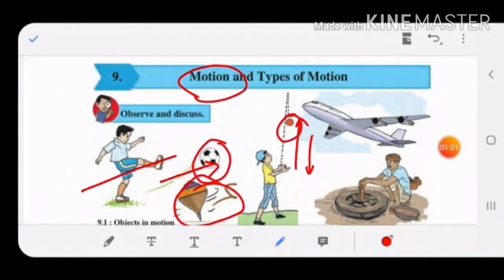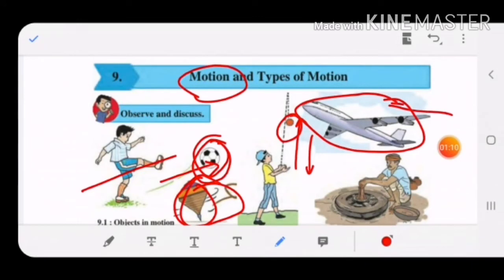Object here is the ball. Here also the object is the ball. Here the object is the top. Then in this, the aeroplane is flying. That means it is in motion. Okay, here a person is rotating this wheel for making the pot. That means the wheel is moving continuously.